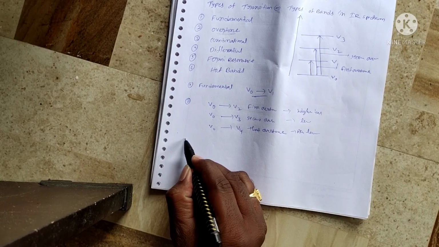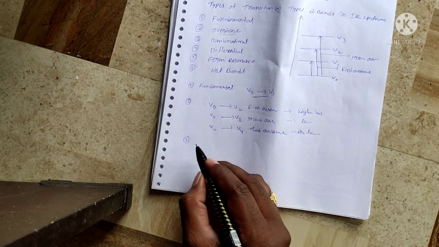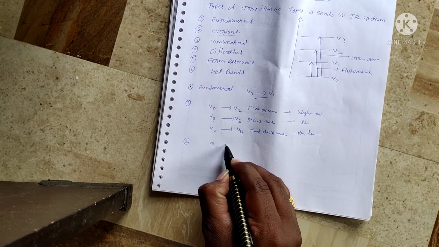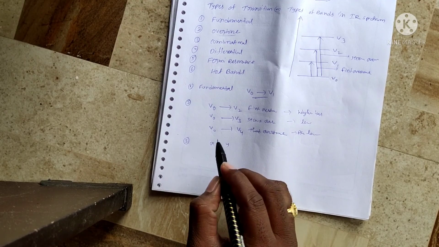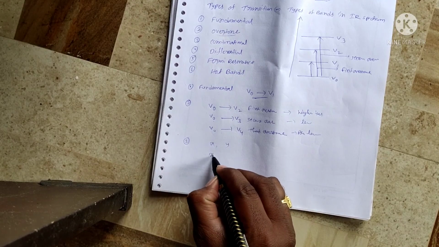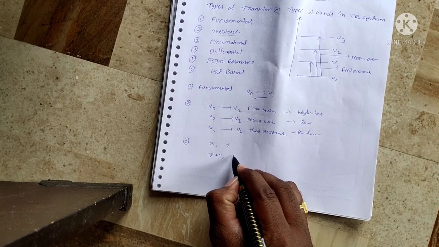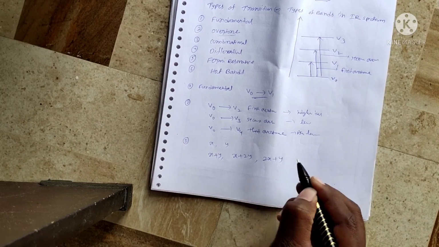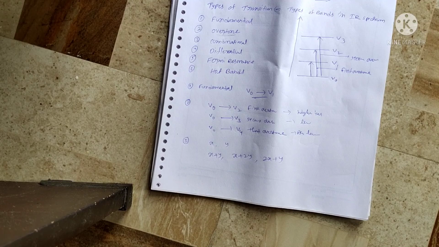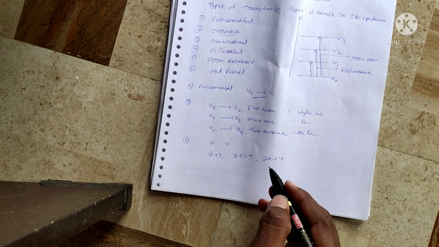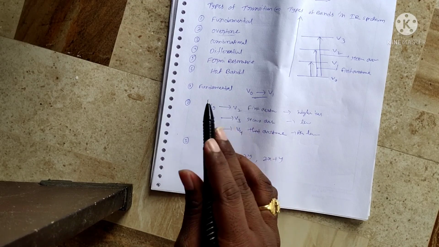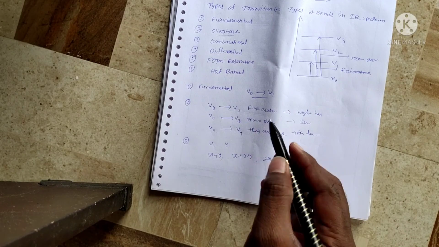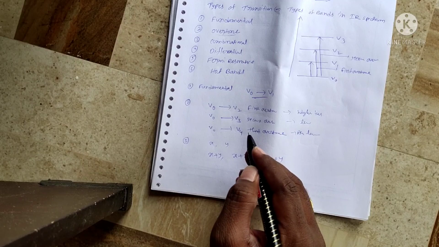The next, third one, is combinational. Here two vibrations X and Y are considered. Which type of combinations? It may be X plus Y, or X plus 2Y, or 2X plus Y. Two transitions are combined together to form a combinational transition, and the bands formed at that moment are called combinational bands.